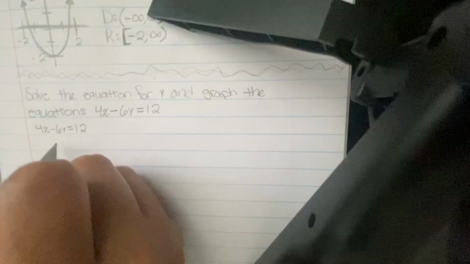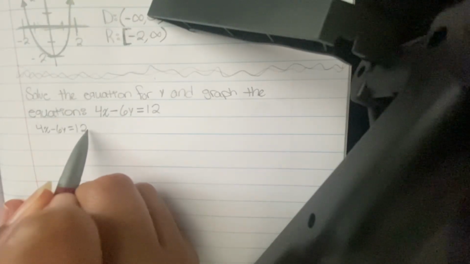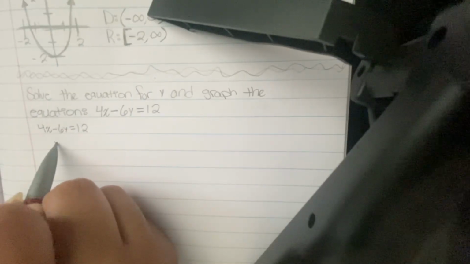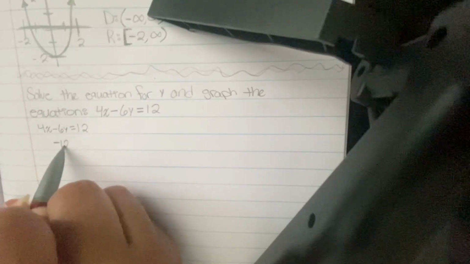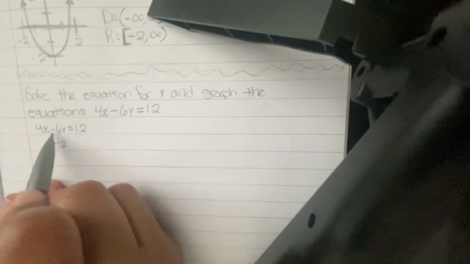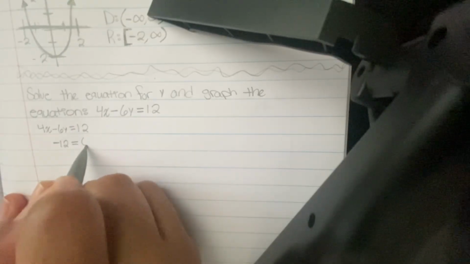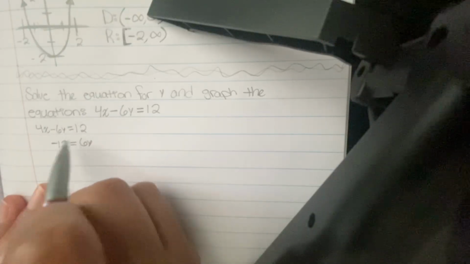First, it's easier for me to just subtract 12 from both sides, which cancels this out and makes this negative 12 instead of positive 12 like it was on this side. And we're also going to add 6y to both sides. We have to add it because it's negative over here. When we add it to both sides, it makes it positive on this side and it cancels out on this side. So pretty much these two switch places.